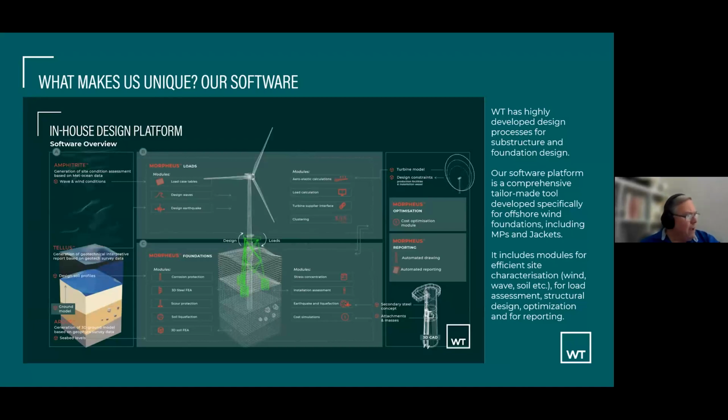So that's the ground piece. Then there's the wind and wave piece, where we've got various modules that will bring all of those loads into the picture. And then we put all that together.